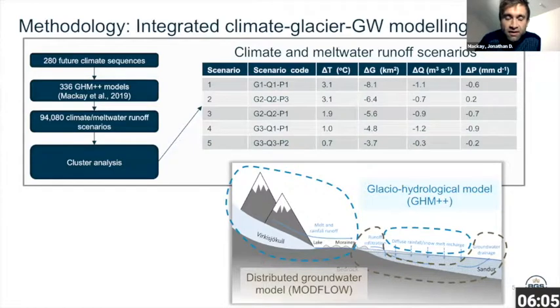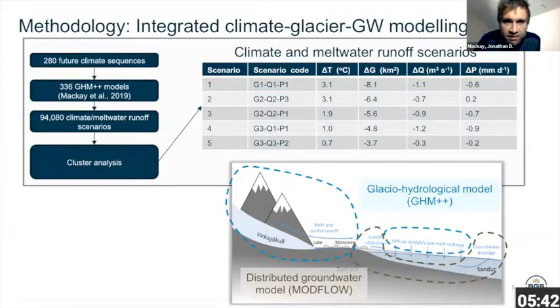And then we have that driving a distributed groundwater model, a MODFLOW model of the sander. So basically the glacier hydro model provides boundary conditions. It provides the meltwater runoff input at the top of the MODFLOW model. And it's a wider hydrological model, so it provides diffuse recharge, so the infiltration into the subsurface to the water table.